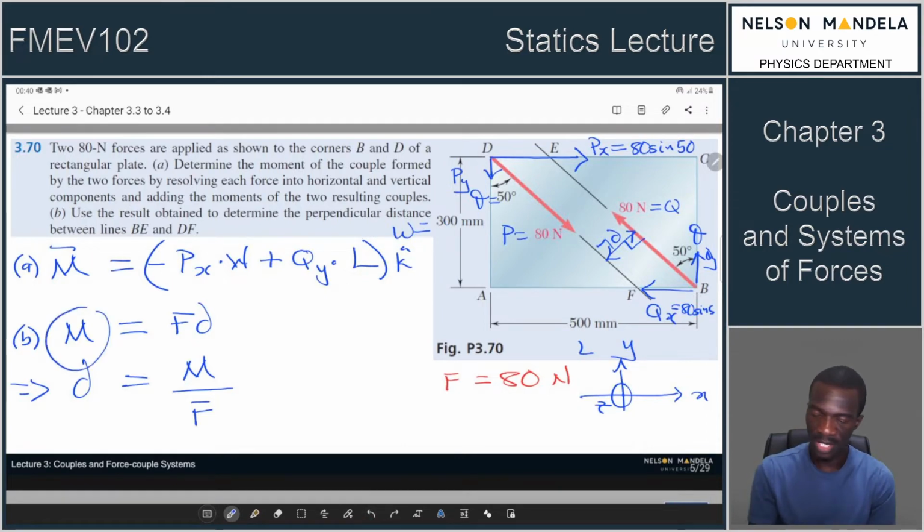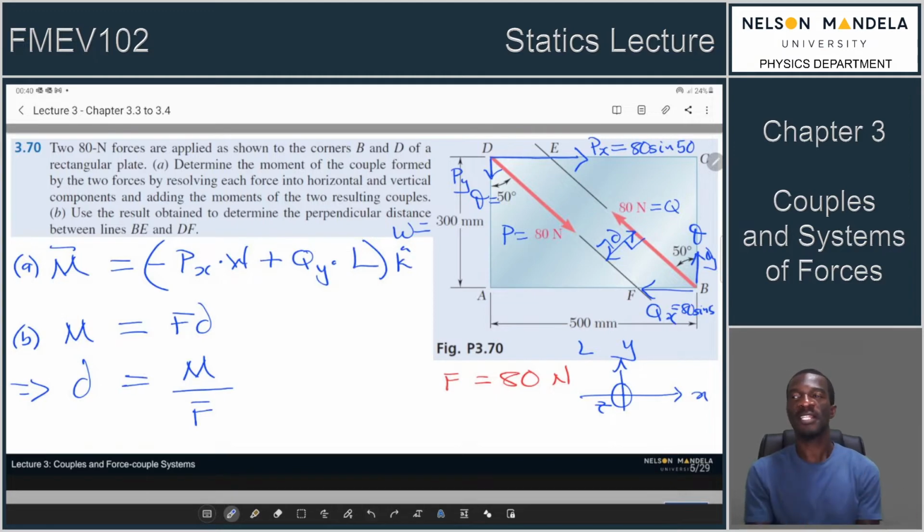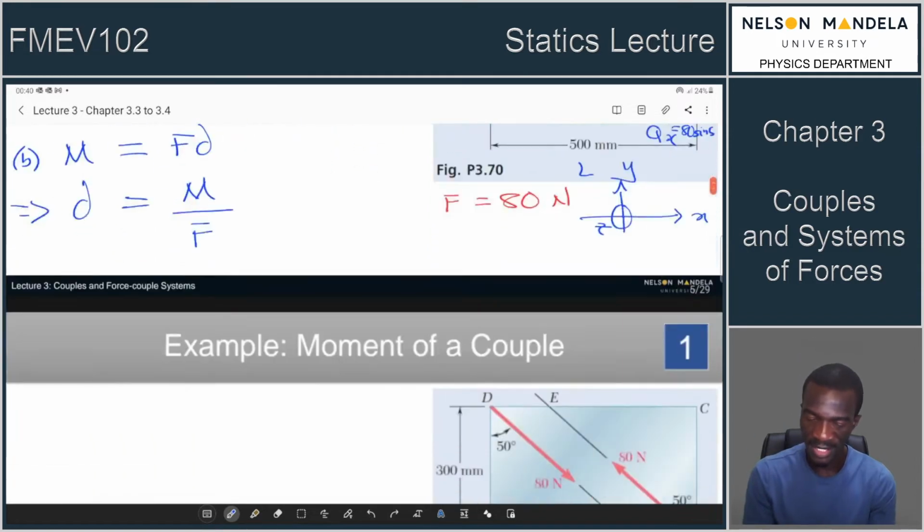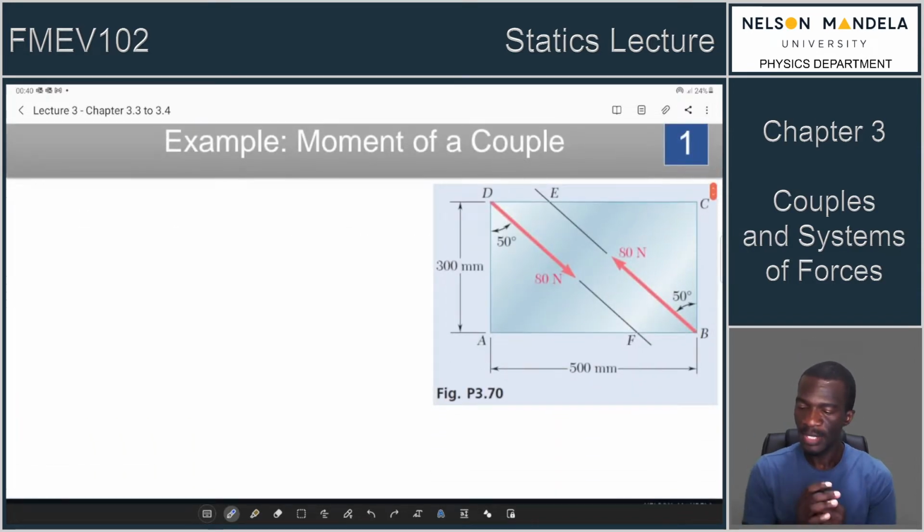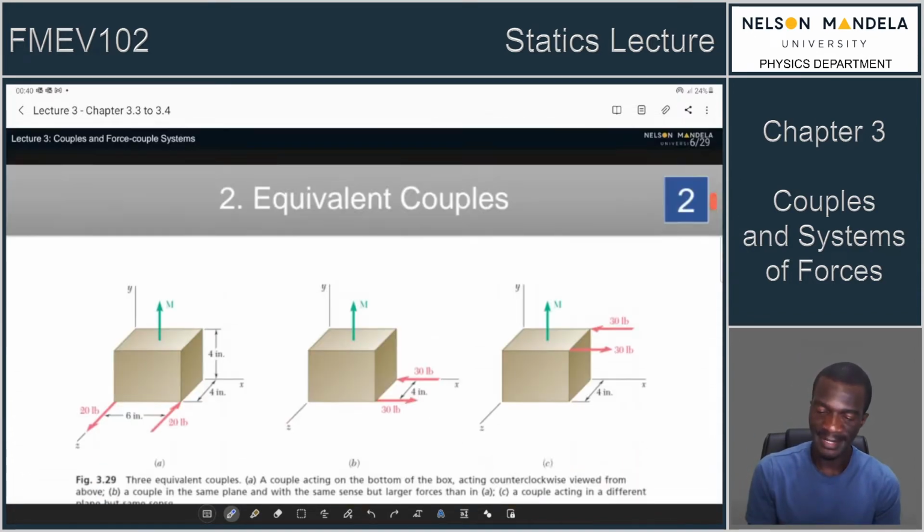Then in the second part, you just use that. So it is important to also think of decomposing the forces that make up the couple into rectangular, regular x and y, or maybe z axis forces. So that summarizes that example.